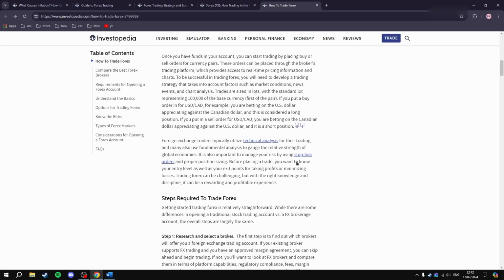Once you have funds in your account, you can start trading by placing buy or sell orders for currency pairs. These orders can be placed through the broker's trading platform, which provides access to real-time pricing information and charts. To be successful in trading Forex, you will need to develop a trading strategy that takes into account factors such as market conditions, news events, and chart analysis.